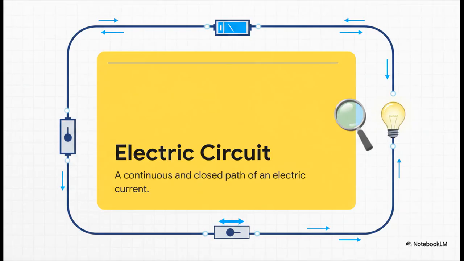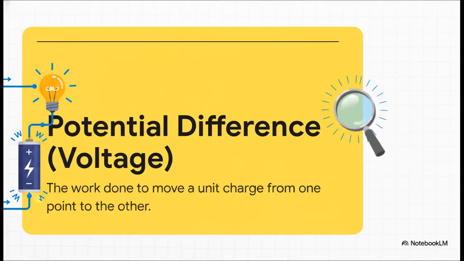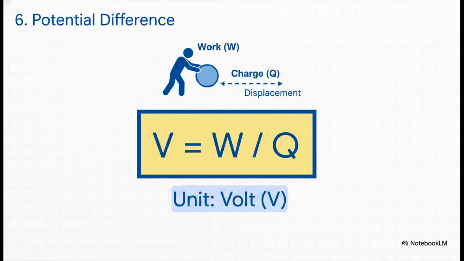Now, for that current to actually flow, it needs a closed path. We call that an electric circuit. But wait, what's making these charges move in the first place? Well, that's voltage, or potential difference. Think of voltage as the push, or the pressure that gets the charges moving through the wire. So, the formula tells us voltage is the work done per unit of charge. This is a key relationship.